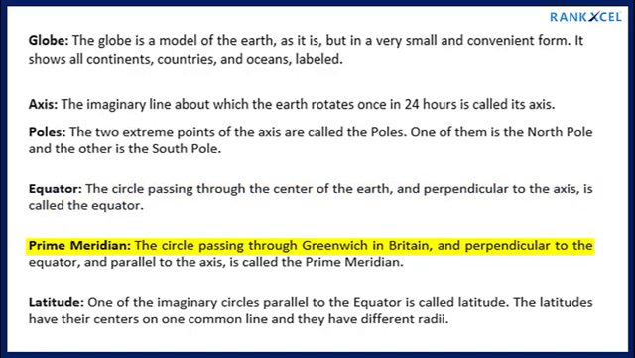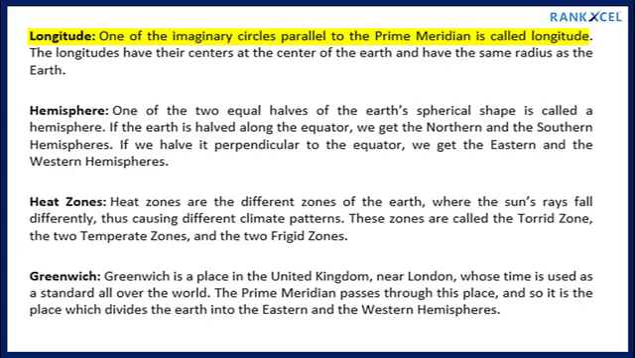Equator. The circle passing through the center of the Earth and perpendicular to the axis is called the equator. Prime meridian. The circle passing through Greenwich in Britain and perpendicular to the equator and parallel to the axis is called the prime meridian. Latitude. One of the imaginary circles parallel to the equator is called latitude. The latitudes have their centers on one common line and they have different radii.